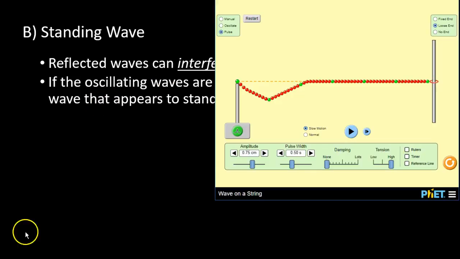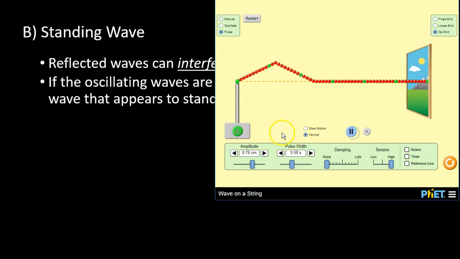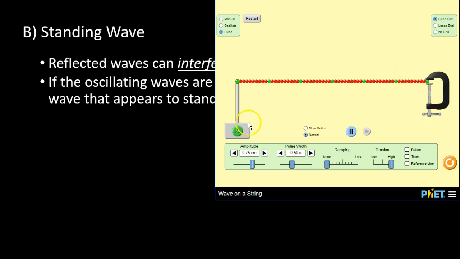Let me, in fact, go back to my simulator. If I have no end, if this wave is just going out a window, let me hit play. Well, if I send one wave pulse, or two, or three wave pulses, those waves are just leaving. They're not interacting. They're not interfering with one another. They're just disappearing forever.